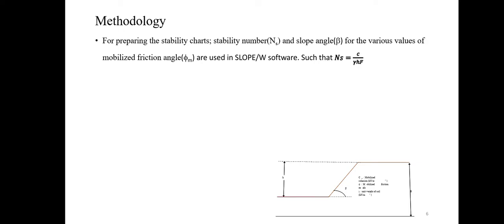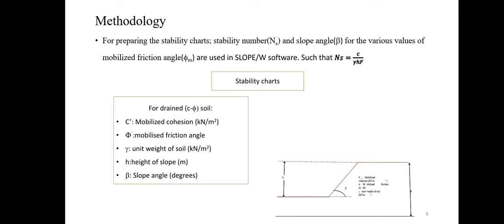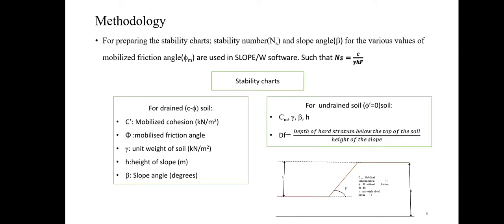and the capital H is the depth of the hard stratum from the top of the slope. Then the stability charts were derived for the two types of soils, that is, for drained and for undrained soils. For the drained soil, 5 parameters were taken into account, namely mobilized cohesion, mobilized friction angle, unit weight of soil, height of slope, and the slope angle.